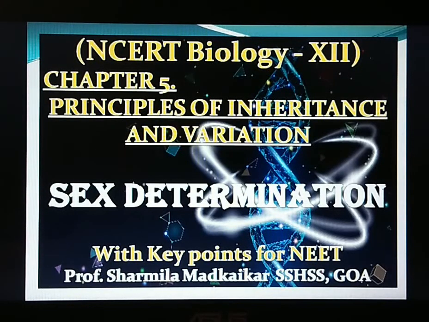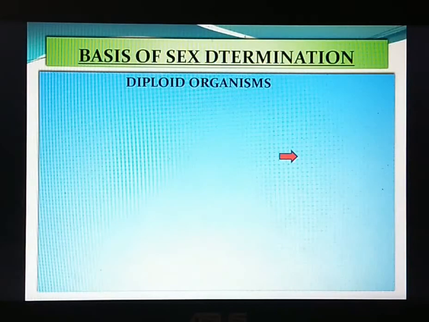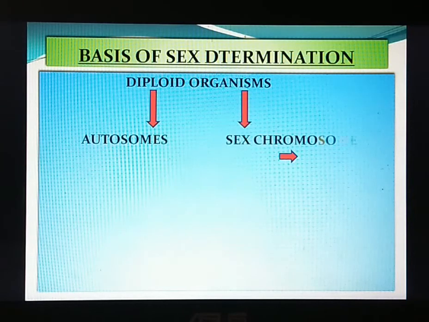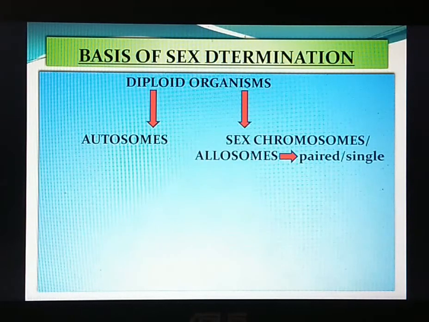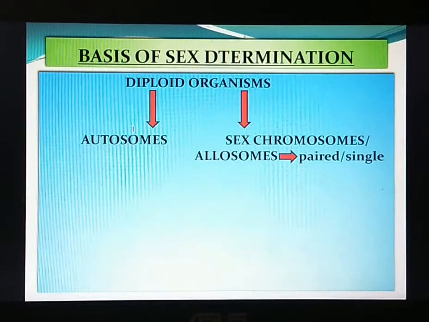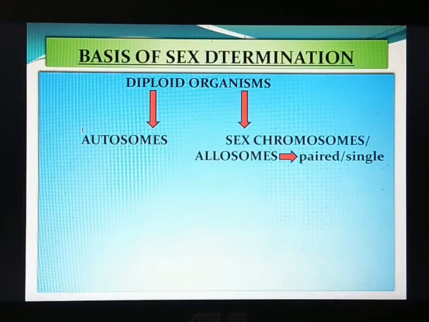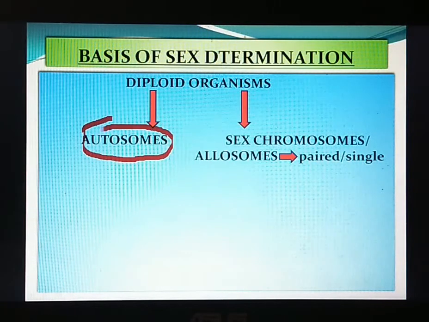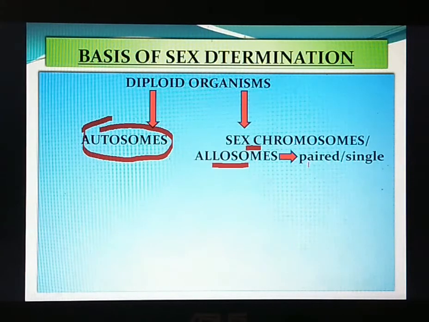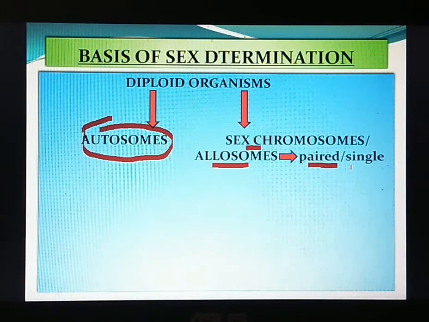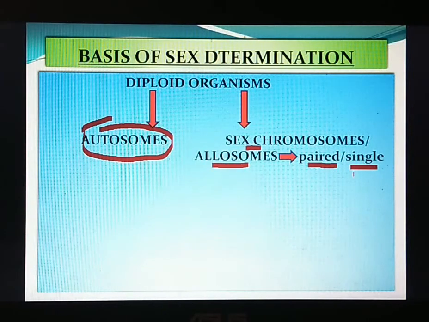Today we will discuss a very simple but very important topic, that is sex determination, from chapter 5. In the cells of every diploid organism, there are two types of chromosomes, autosomal chromosomes and allosomal chromosomes. Autosomal chromosomes are always in pair form, whereas allosomal chromosomes or sex chromosomes can be either in pair form or there can be a single sex chromosome in the cells of an individual.